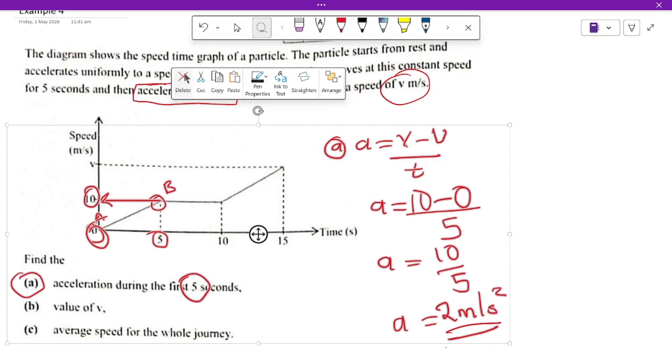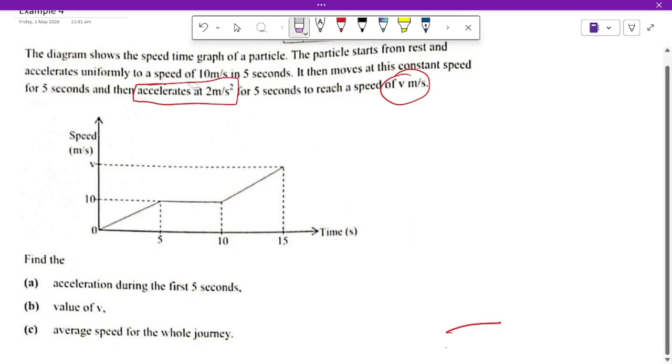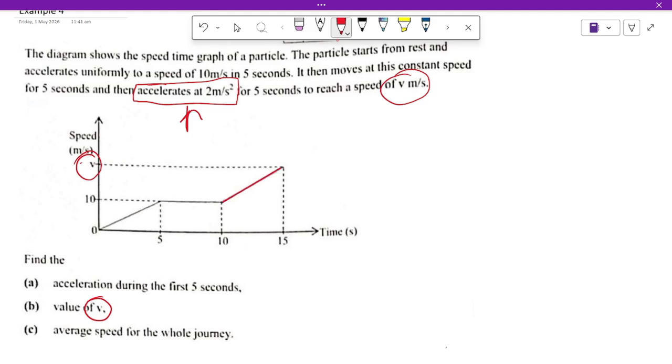Okay, just this line. Okay, we now go to the next question. Find the value of what? The value of v. Where is v? V is this one, representing speed. Okay, this value here representing speed. How can you find the value of v? We go back to the question. We were given acceleration. Acceleration for which part? This part here. Okay, we've been told to say acceleration at this point was 2 meters per second squared. So that is what we're going to use.